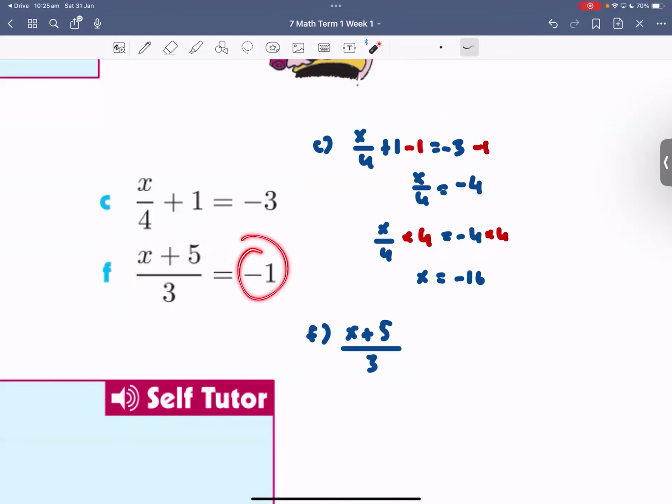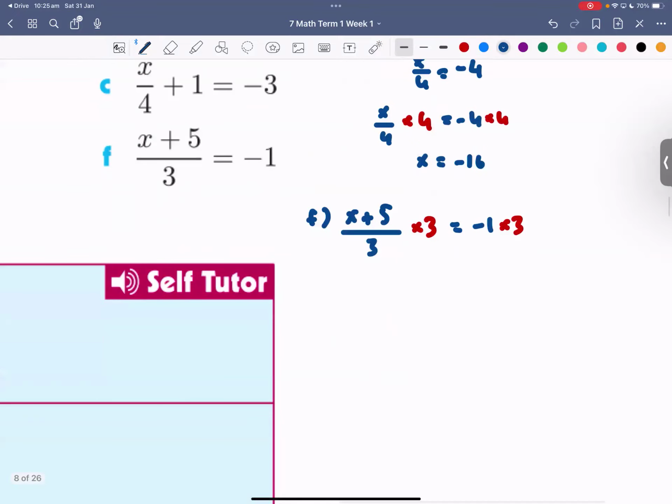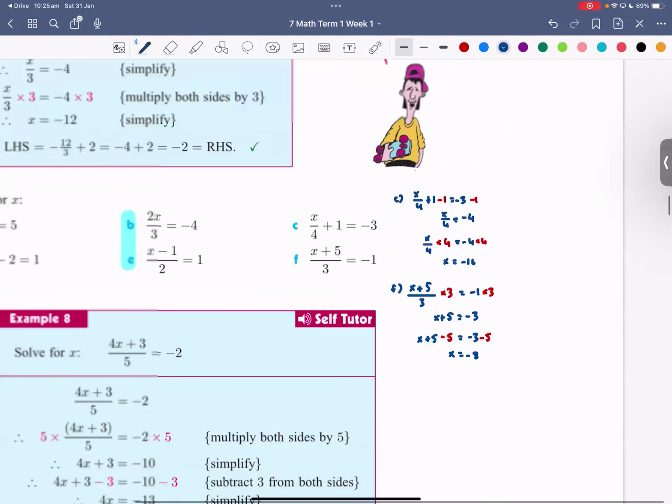All right, and then guys, how do we get rid of that divide by 3? Times 3. And if we times that side by 3, we have to times the other side by 3. So then this just becomes X plus 5, and this becomes -3. And how do you get rid of +5? -5 from both sides, or just bring -5 to the other side, whatever you'd rather think of it. And what's -3 minus 5? -8. So you are right. The answer is X is -8.